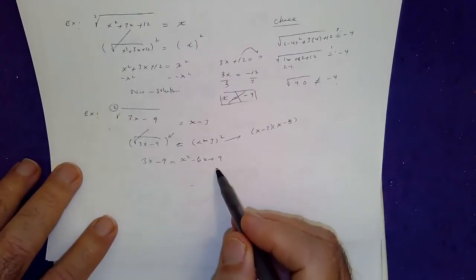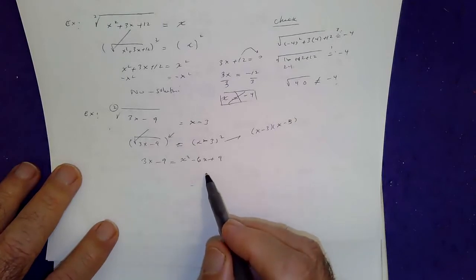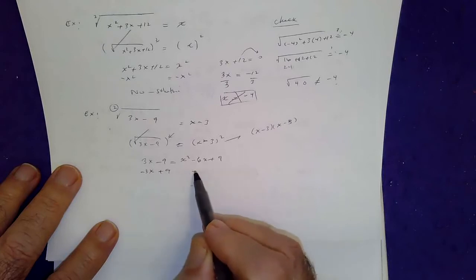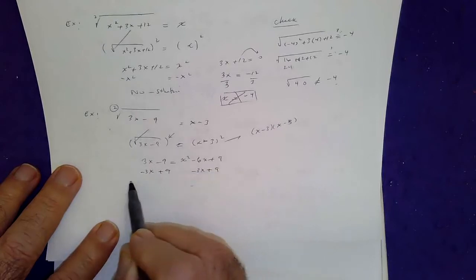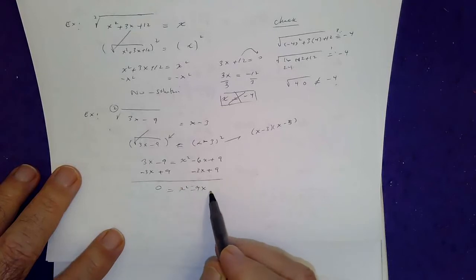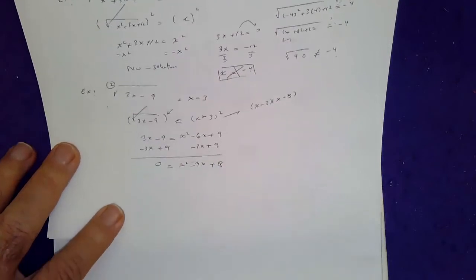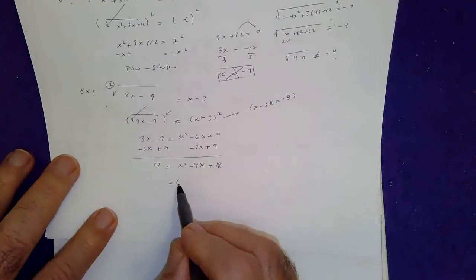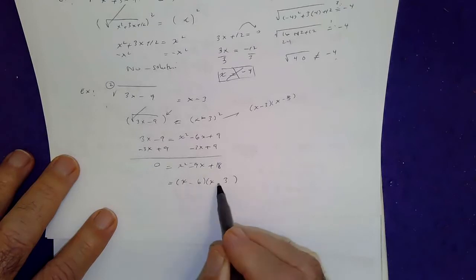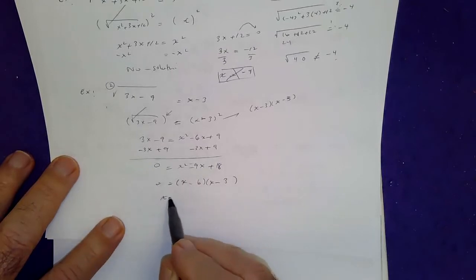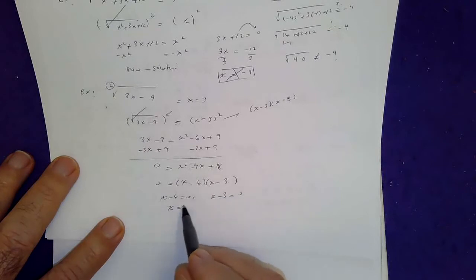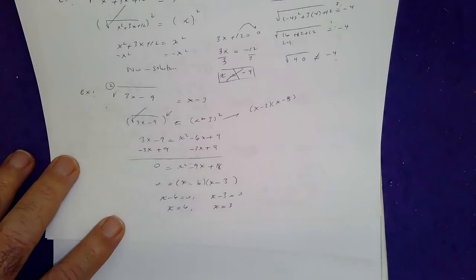Okay, that looks like a quadratic equation. Remember, we saw this in chapter 5. So what you have to do is what? Subtract 3x, add 9 to both sides of the equation. So you get 0 equals x squared minus 9x plus 18. Factor this out, so you get x minus 6 and x minus 3. So x minus 6 equals 0, x minus 3 equals 0, so x is either 6 or 3.